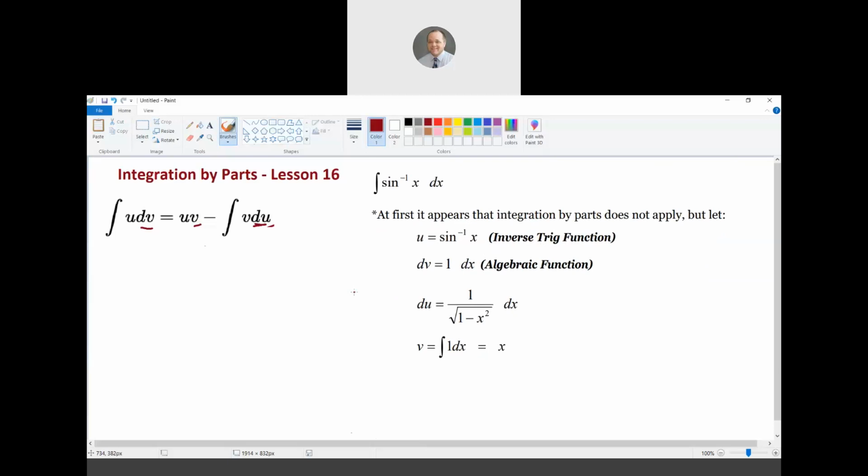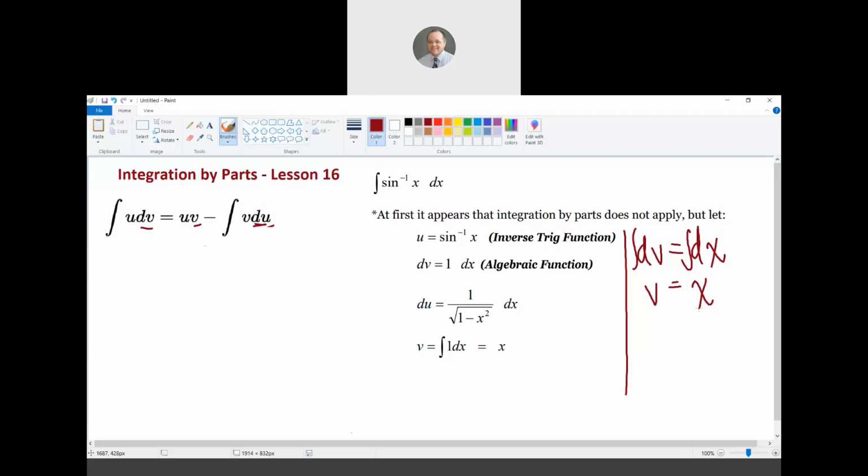And I thought the same thing too. I'm reading the notes here, saying at first it appears that integration by parts does not apply. You can always let dv equal your dx. There's no rule that says you can't do that. So when you integrate both sides, you get v is equal to just plain x. So that's allowed.